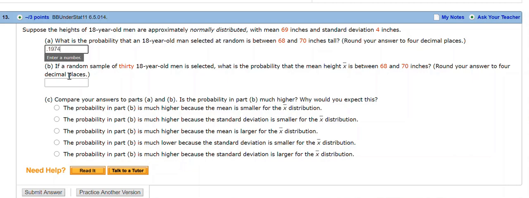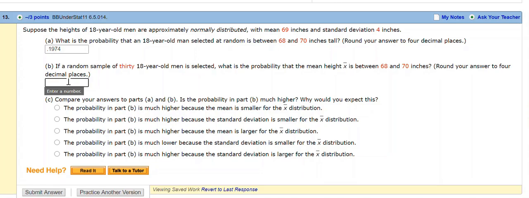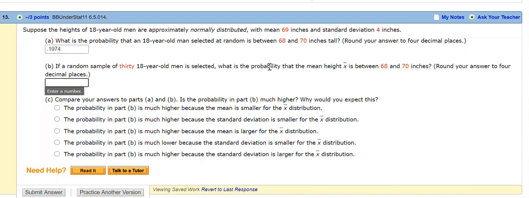And then it says if a random sample of 30 18-year-old men is selected, what is the probability that the mean height x bar is between 68 and 70? So once again, I have this mean height x bar, right? And so I have to use my sigma sub x bar formula. So I take my population standard deviation and divide it by the square root of n, the square root of the sample size. So I can do that on my calculator. There's 30 selected, and you had 4 for standard deviation.